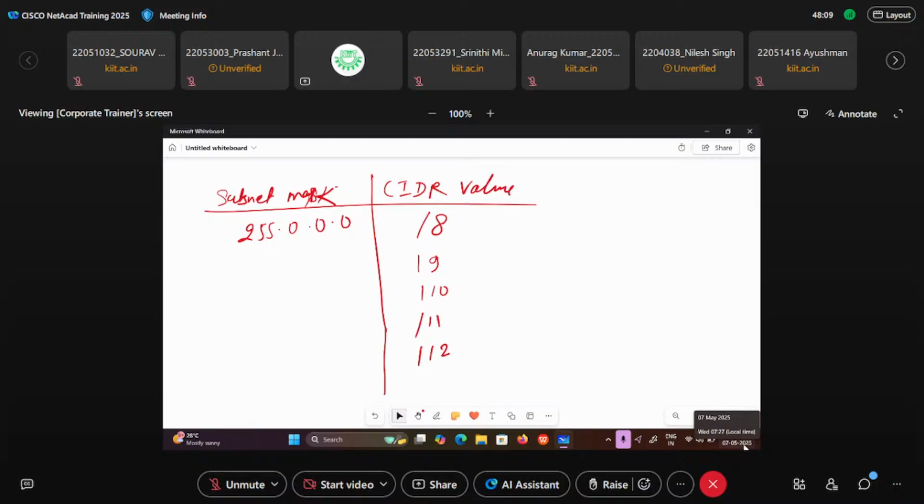That's correct. Many of you have correctly written the subnet mask value of the CIDR. Like if you go ahead with the /9, what will it be? 255.128.0.0. And in binary, what will be the values? So I'm just writing the binary value as well.